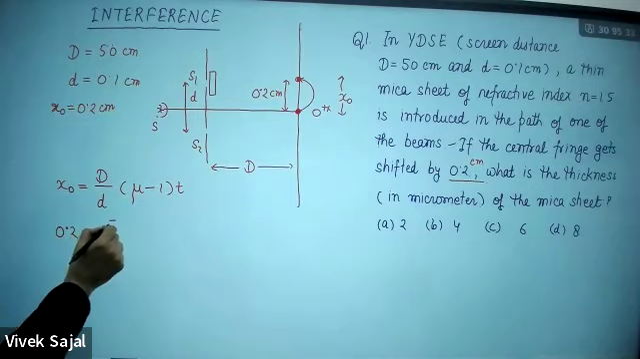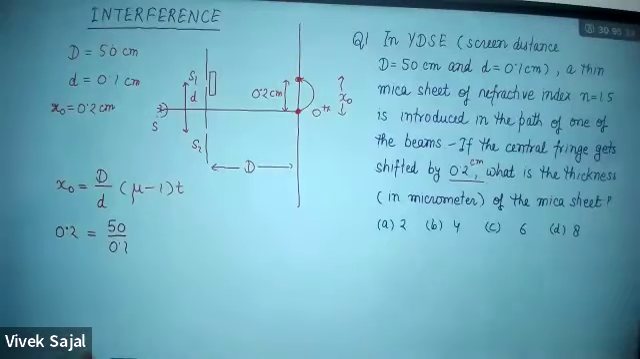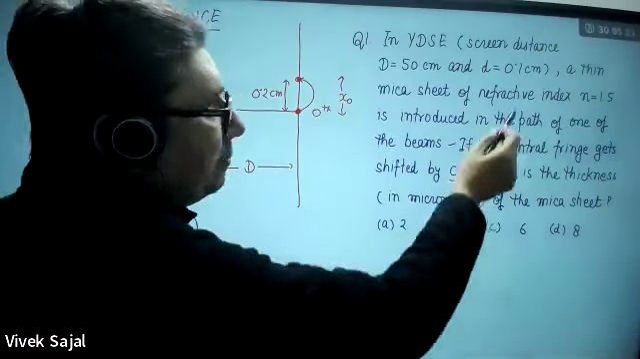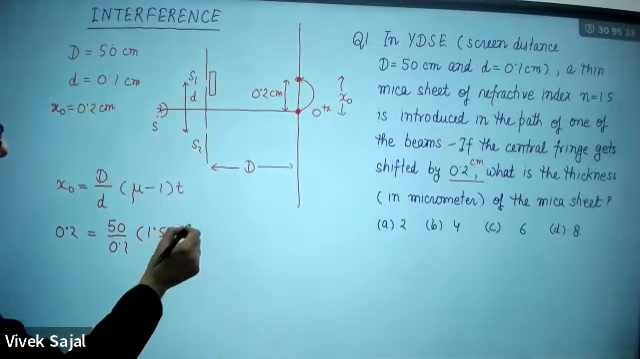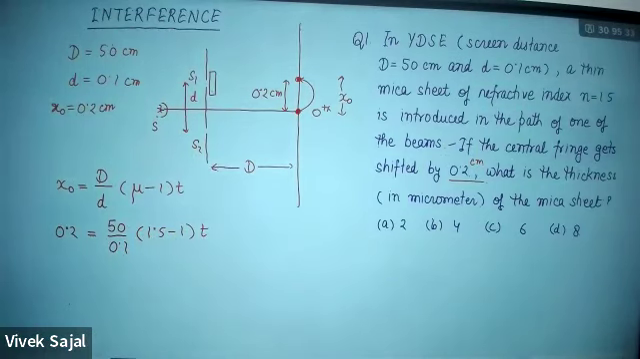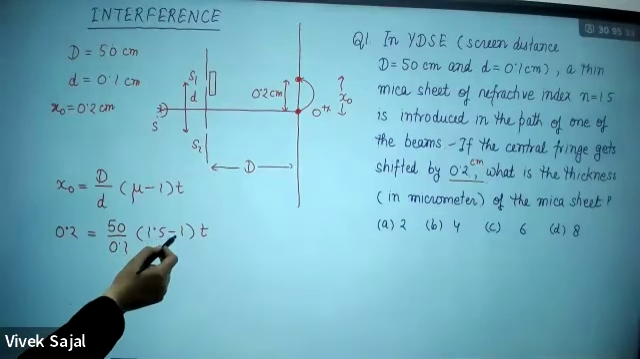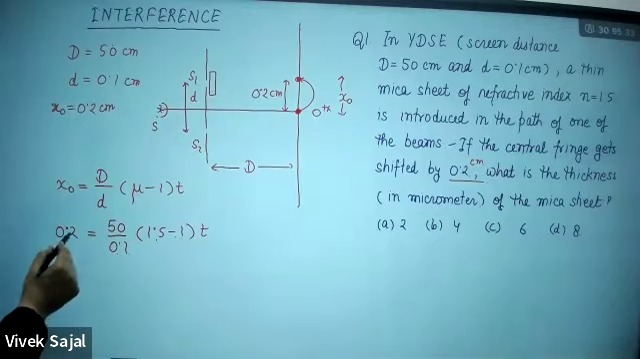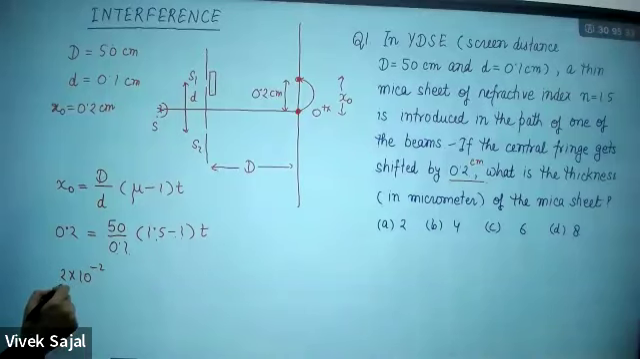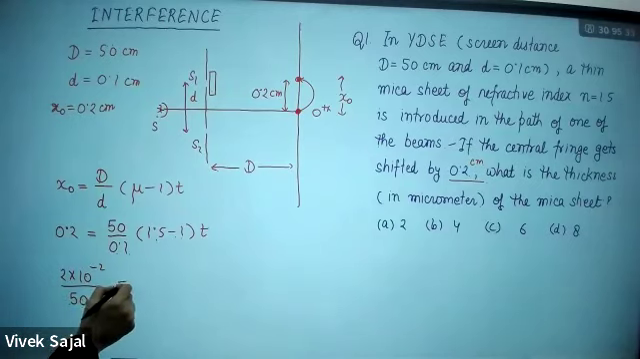Capital D is 50 centimeter. Small d is 0.1 centimeter. And mu minus 1, mu is how much? Refractive index is 1.5. So mu is 1.5 minus 1, and this will be t. So this will be how much? This is 0.5, 1.5 minus 1. So 1 by 2. So this will be 0.2. So this will be 2 into 10 to the power minus 2 divided by 50 here. So this will be the thickness t.